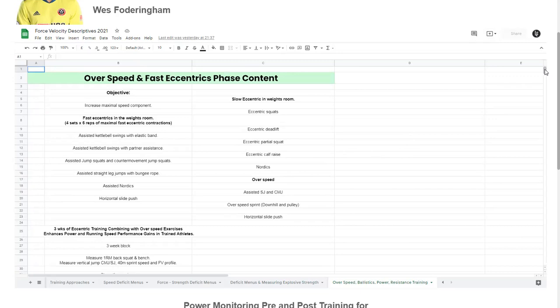And we can marry up this overspeed relaxation work with slow eccentric work, because if we just do the slow eccentric stuff, then we're going to lose this speed component, and we can't afford to do that. So the way to keep the speed in is to marry up these exercises. You can do your slow eccentric stuff, but you can then bolt on your speed stuff and your overspeed work or any kind of explosive work.